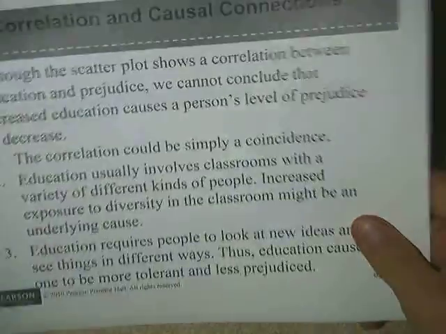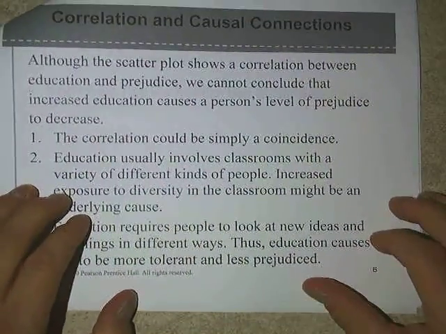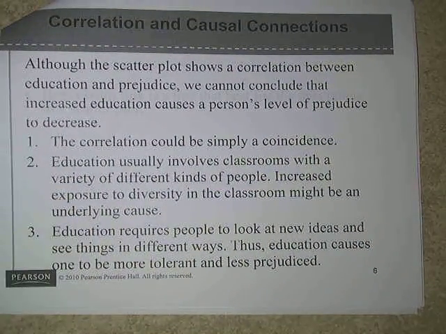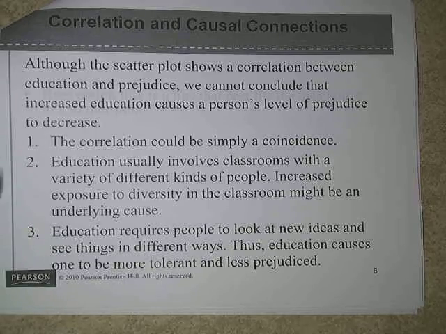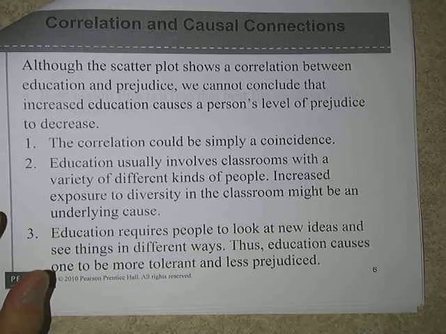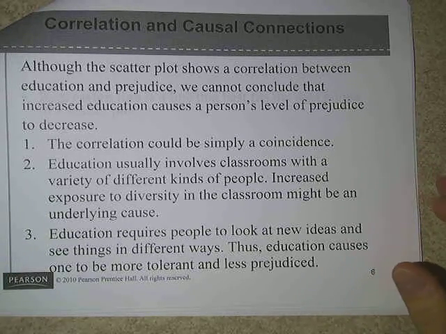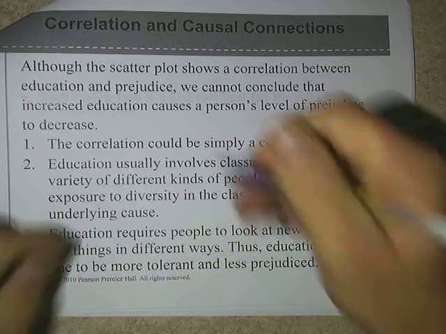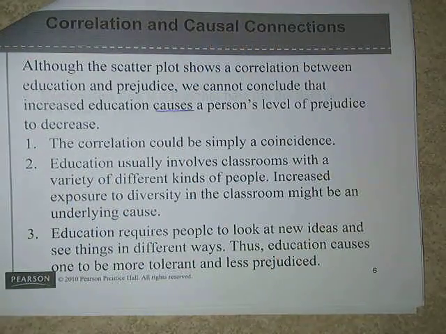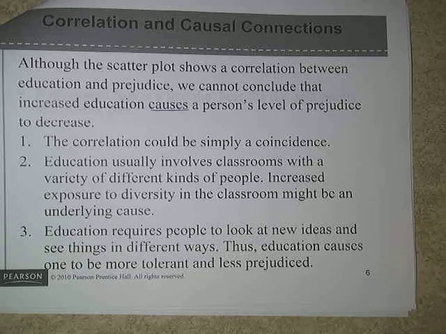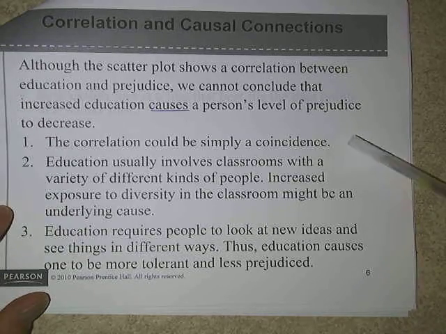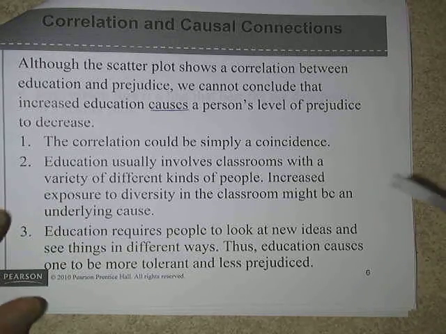Now, a couple important ideas here involving correlation and connections. It says, although the scatter plot shows a correlation between education and prejudice, we cannot conclude that increased education causes a person's level of prejudice to decrease. And the key word there is causes. We can't assume that that is going to cause a person's level of prejudice to decrease. The correlation could simply be a coincidence.